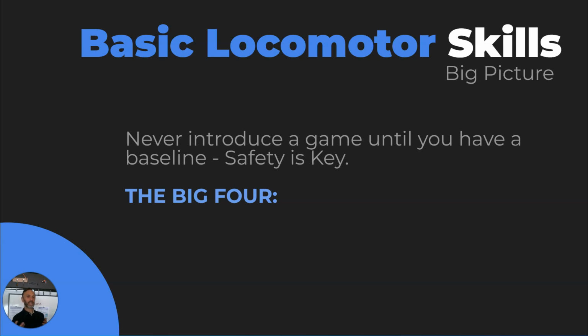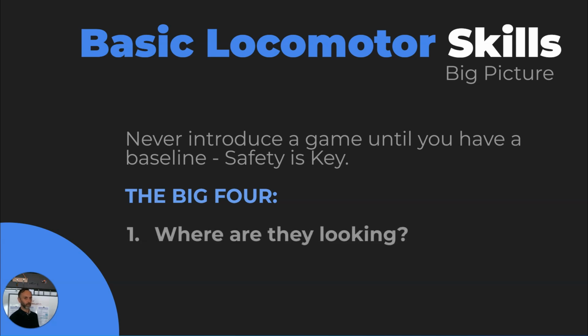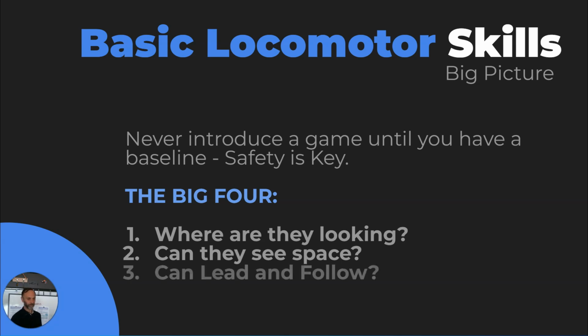So for me, in terms of locomotor skills, there are 4 big ones when they're moving around space. I still do this. I did this when I taught grade 12 physical education. We still started with these things. Number 1, where are they looking? When we're looking after safety, for me, this is number 1. Number 2 is, can they see space? So many students, when they get in the gym, they're crazy. They're just running around, right? They're having a good time, but they're not really paying attention to the things that are going around them.